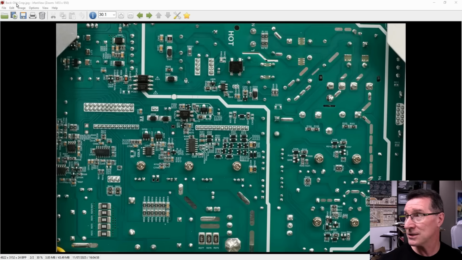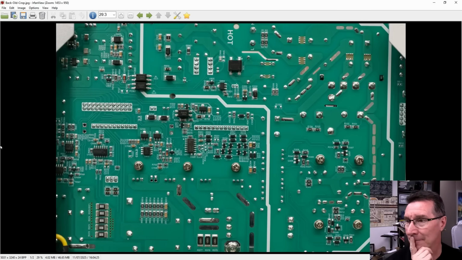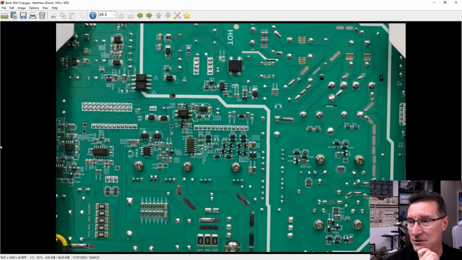So this is the back of the PCB. This is the old one and this is the new one, and I can just toggle between these. The new one is the brighter one. I've rotated and lined these up, and hopefully, leave it in the comments down below, but I cannot see any difference at all.